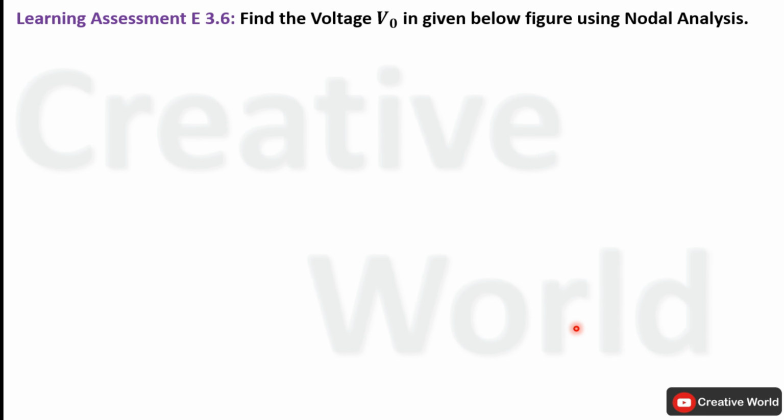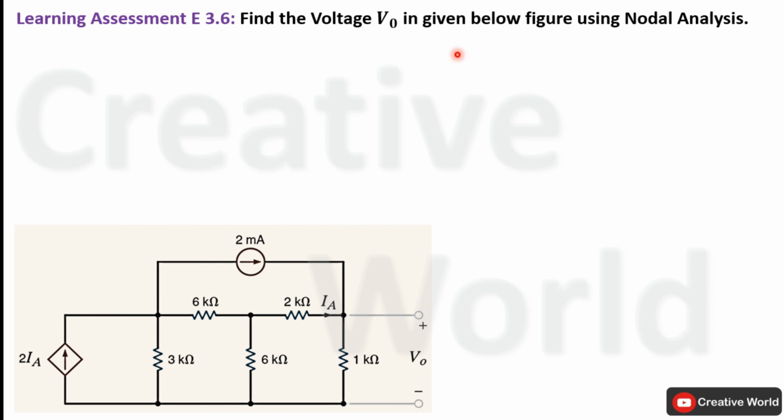Learning assessment E3.6. Find the value of voltage V0 in the figure given below using nodal analysis. This is the circuit diagram of the given problem. Inside this network, we have to find voltage across this 1 kilo ohm resistance labeled as V0 using nodal analysis. So without wasting time, let's proceed towards the solution.